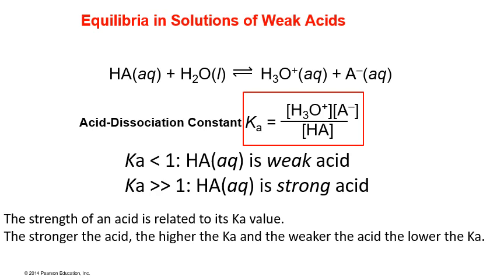The strength of an acid is related to its Ka value. The stronger the acid, the higher the Ka. The weaker the acid, the lower the Ka.